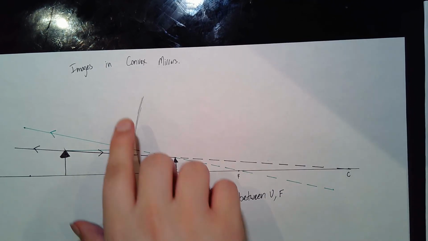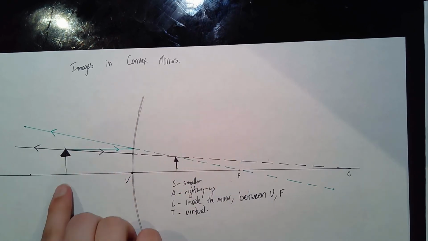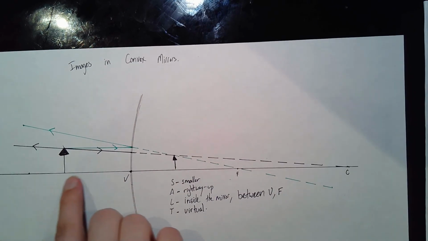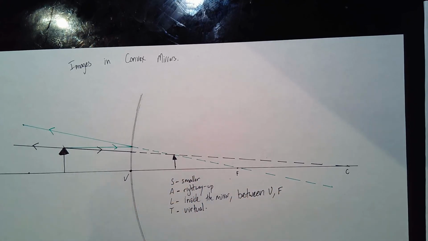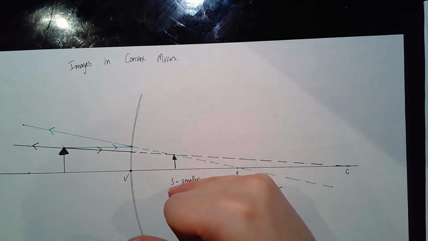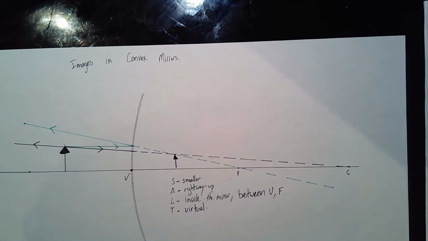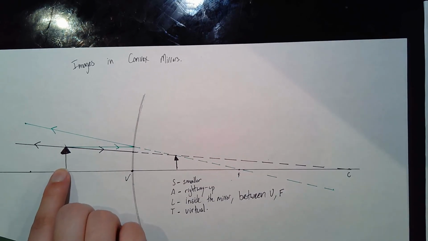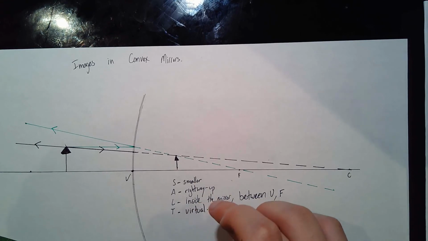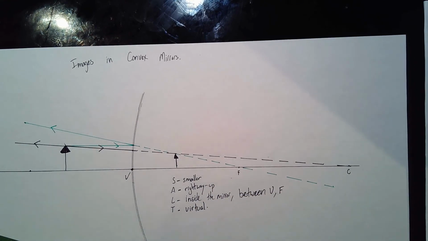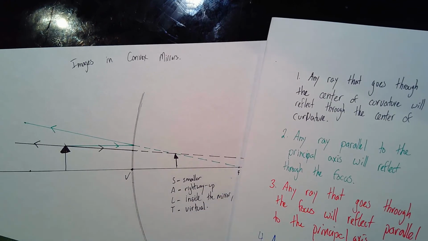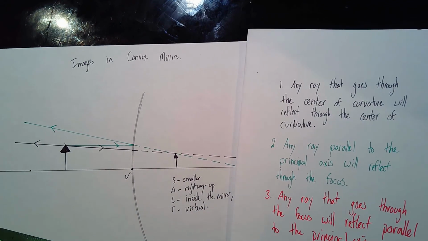One thing to try for yourself is that no matter where you put this object, the SALT will always be exactly the same. The SALT will never change for convex mirrors. It will always be smaller, right way up, inside the mirror, between the vertex and the focus, and virtual. Okay, so we found the image, and so we're done the problem, but I do want to show you these last two rules just to show you how they apply to a convex mirror.